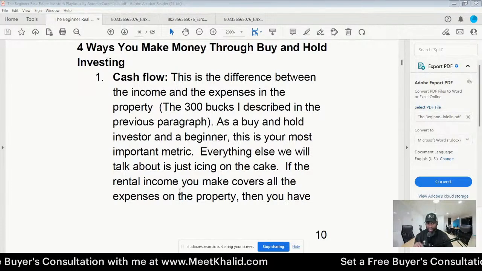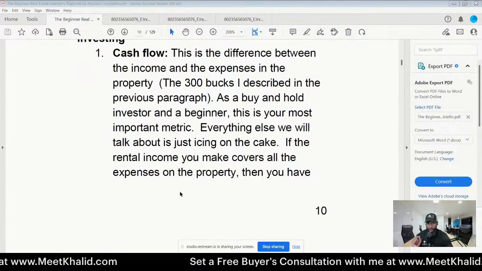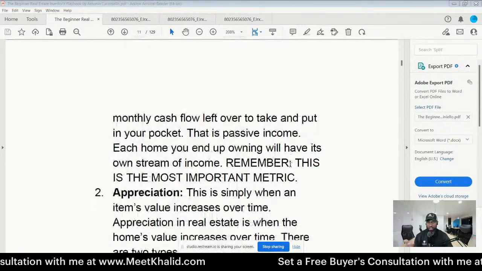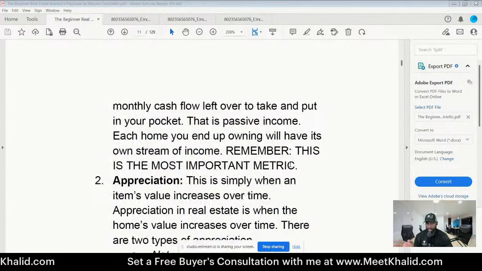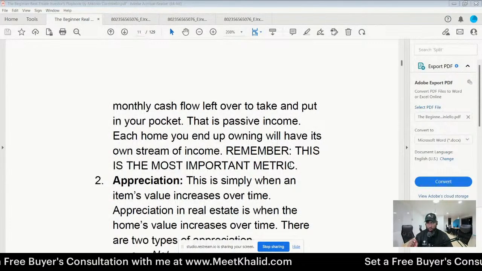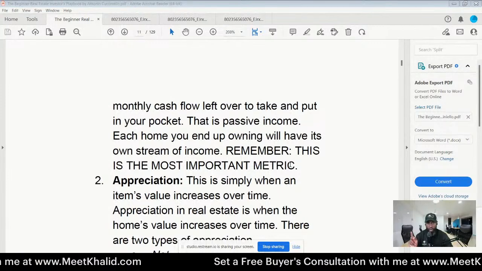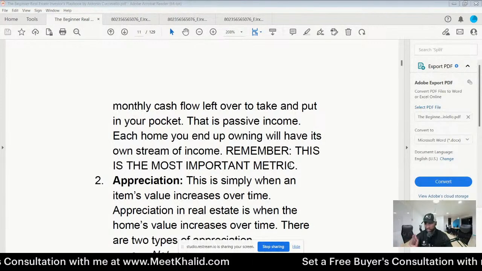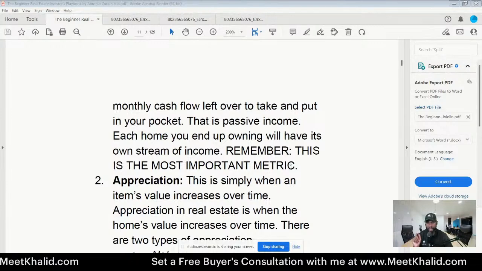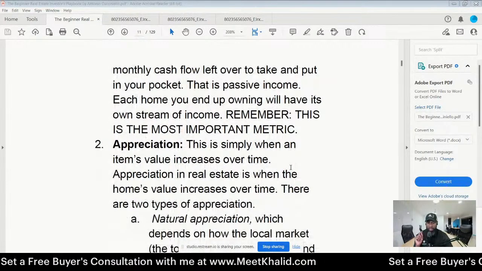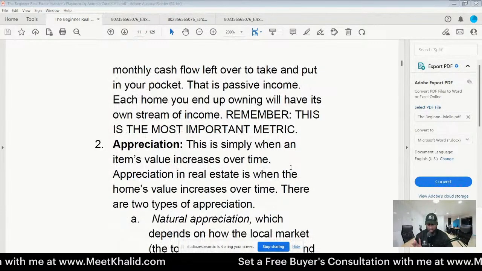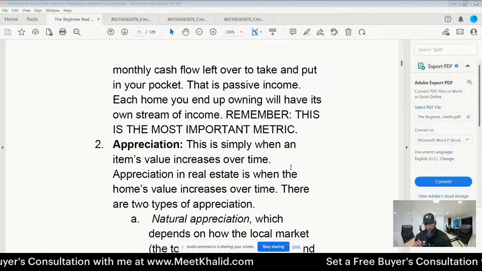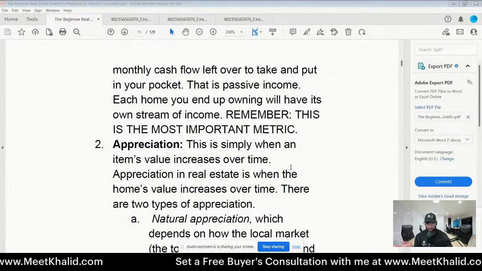If the rent income you make covers all the expenses on your property, then you have a cash flowing property. You have monthly cash flow left over, and you could put that in your pocket. That's passive income. Each home you end up owning will have its own stream of income. Remember, this is the most important metric when you're investing in real estate: that you make money, that it cash flows. That's the most important thing.